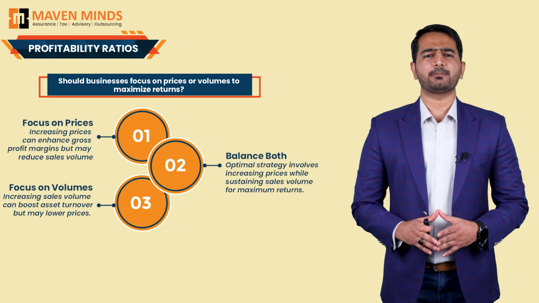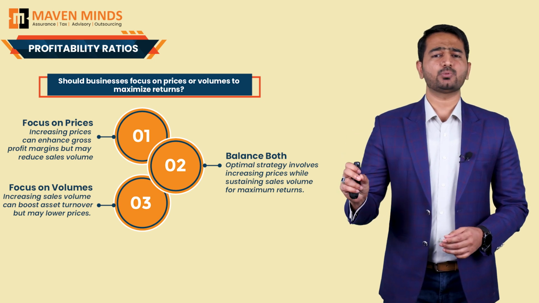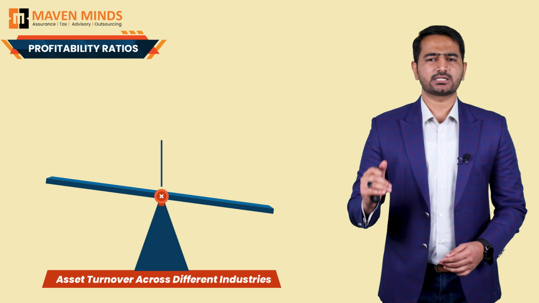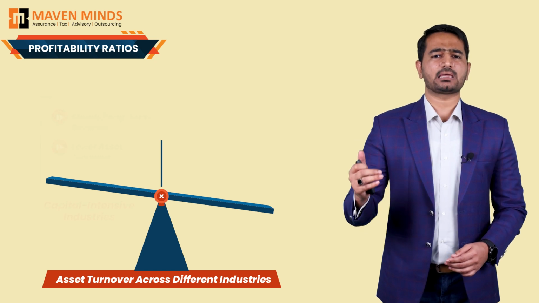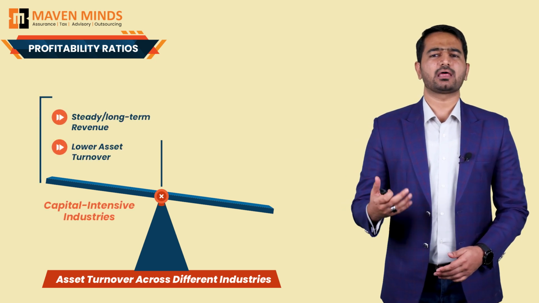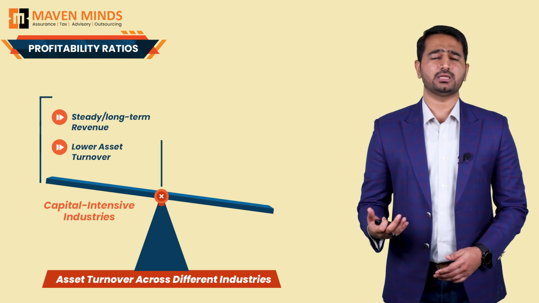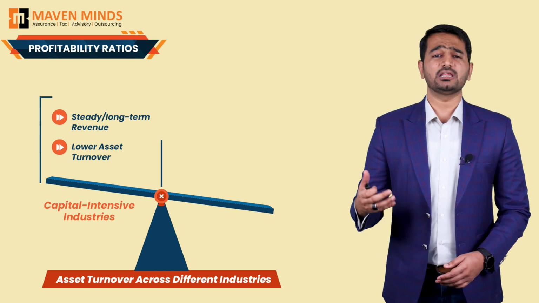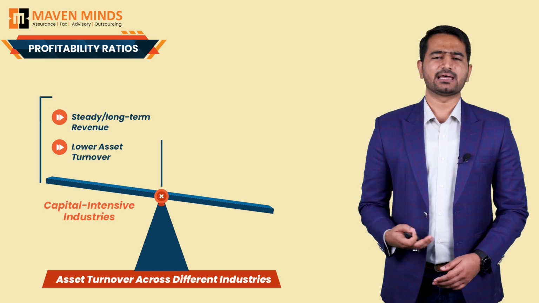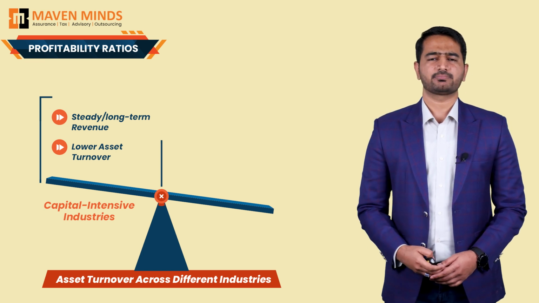Another key point to remember is that asset turnover varies across industries. Low asset turnover is common in capital intensive industries. Industries that require heavy investment in plant and machinery, real estate or infrastructure, such as manufacturing, oil and gas or telecommunication.